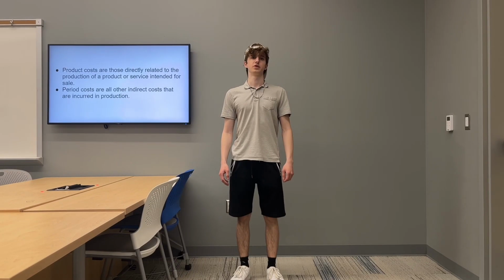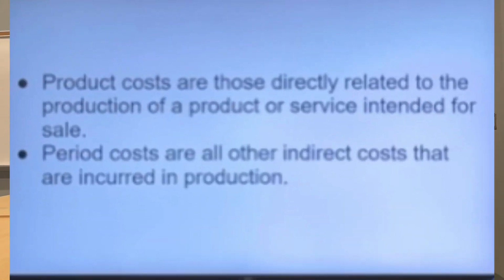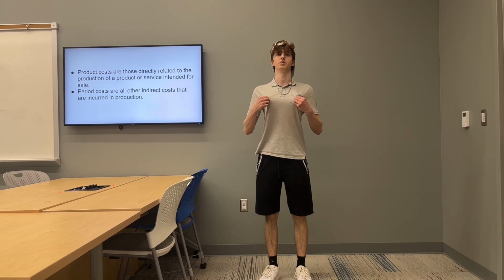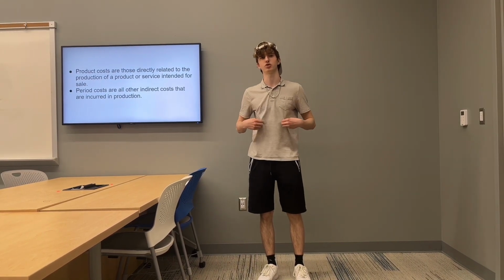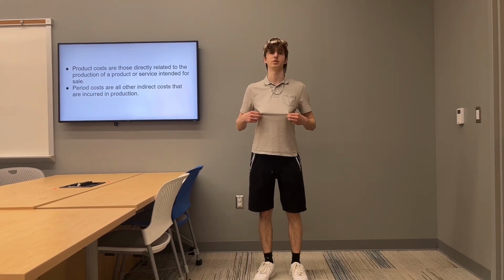Now here's a quick word from our producers for those playing at home. Product costs are those directly related to the production of a product or service intended for sale. Period costs are all the other indirect costs that are incurred in production. For example, my shirt right here is a product cost. And then electricity in the factory for the people who made it, that is a period cost.